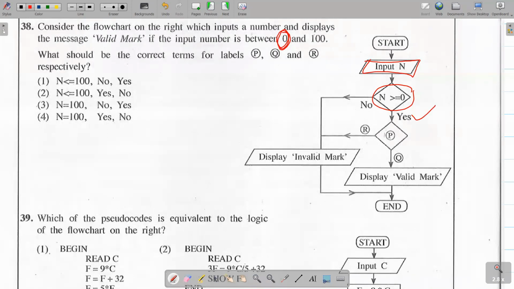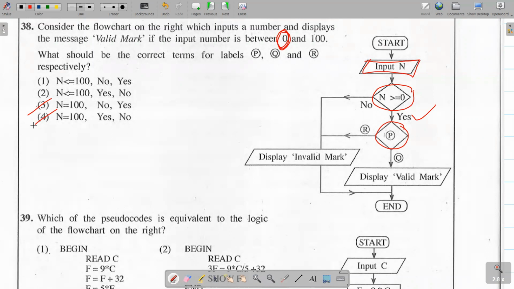So when it is going on the yes part, we have to check whether it is less than or equal to 100. Right? Because any particular number should be something less than or equal to 100. So less than or equal 100 should be there. So these two answers are disqualified. So P is going to be n less than or equal to 100.